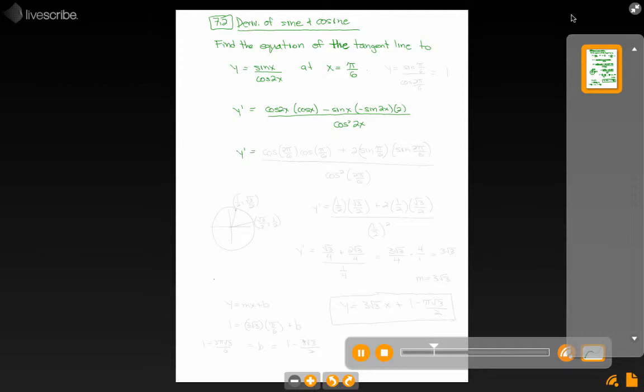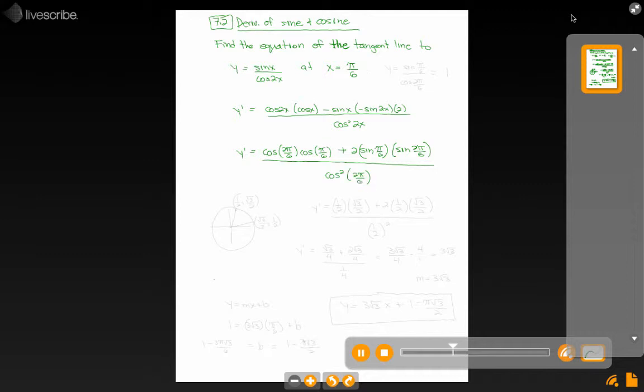So y prime equals cosine of 2 pi over 6 times cosine of pi over 6. Minus minus gives me plus. Here I've got 2 times sine of pi over 6 times sine of 2 pi over 6. All unit circle values. 2 pi over 6 is just pi over 3. And I have cos squared 2 pi over 6.